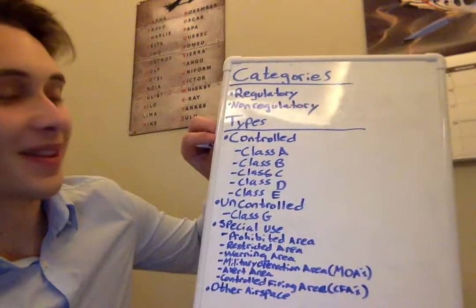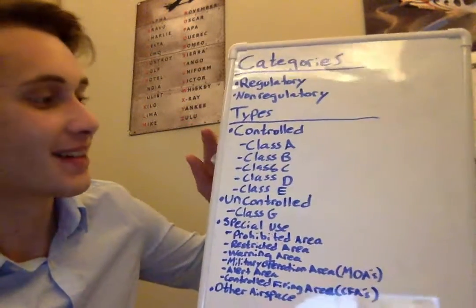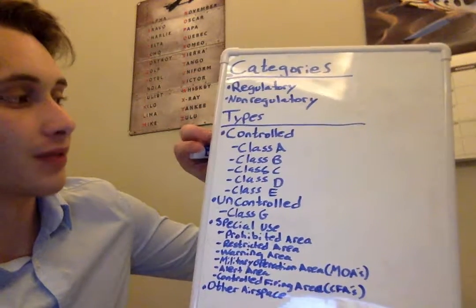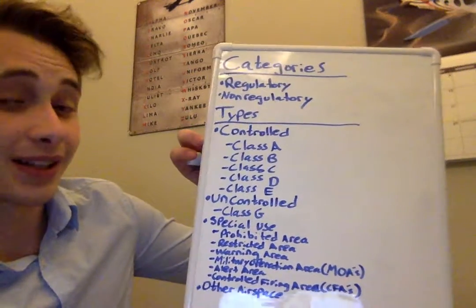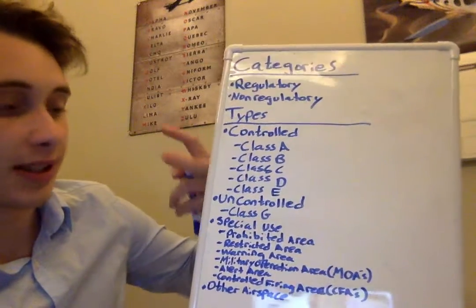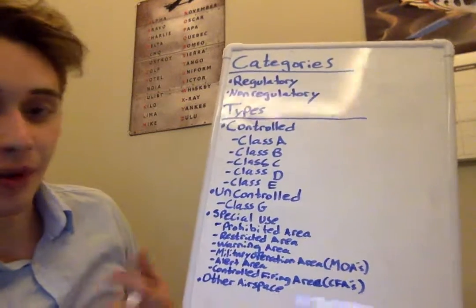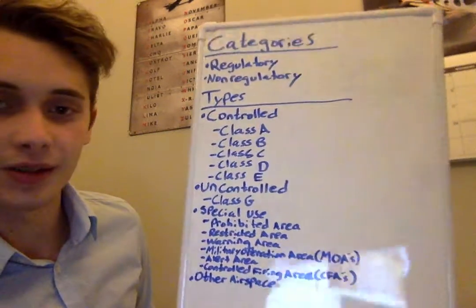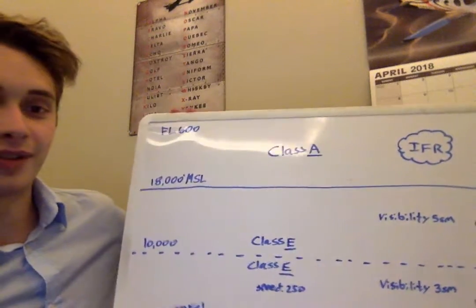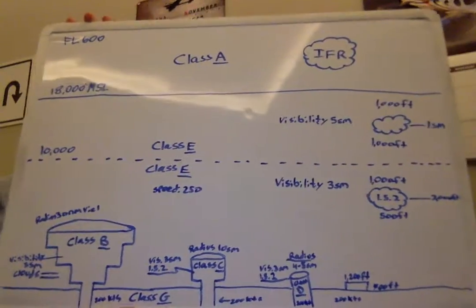Within the types of airspaces, there are different classes. In controlled airspace, there's Class A, Class B, Class C, Class D, and Class E, as you can see. Within uncontrolled, there's Class G. And within special use airspace, there are different areas, which I'll touch on later. Now I'm going to talk about what exactly the different classes are, and how, while flying, you can understand and have a better picture of what those mean. Here I have written down all the different classes.